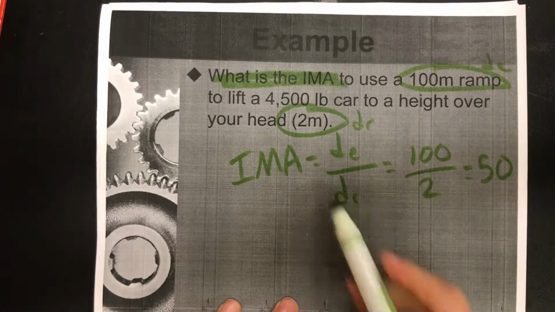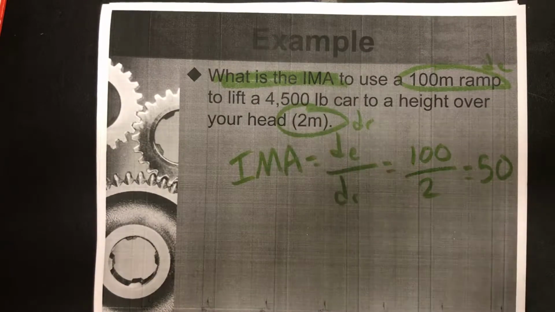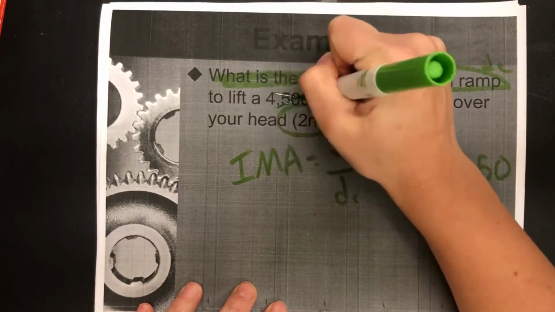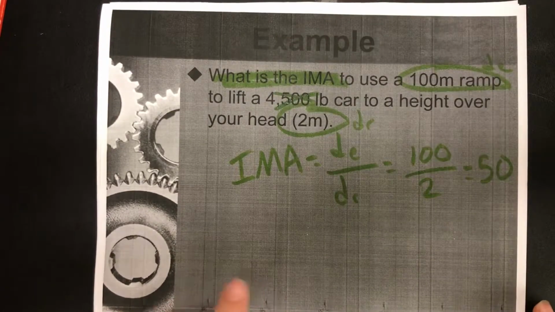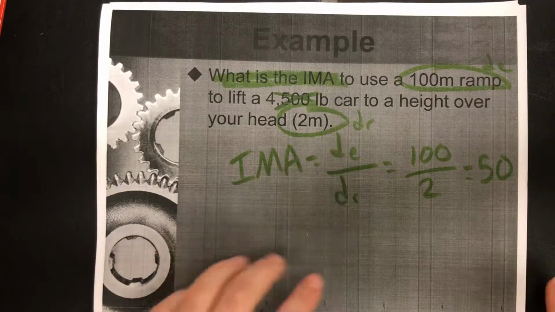Now the most common mistake is to use this number here of 4,500 pounds, but the equation has nothing to do with the amount of weight of something. So you might have extra information, you just need to cross it out. When you're looking at IMA, you only look at the distance of things.